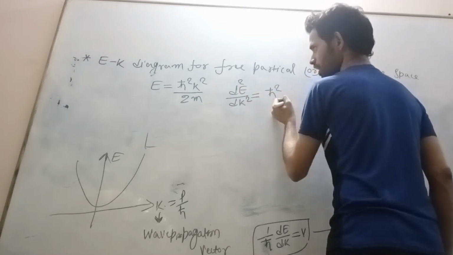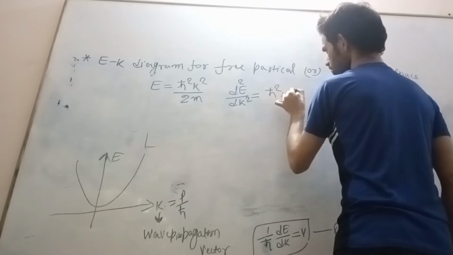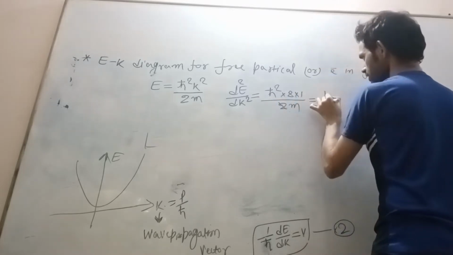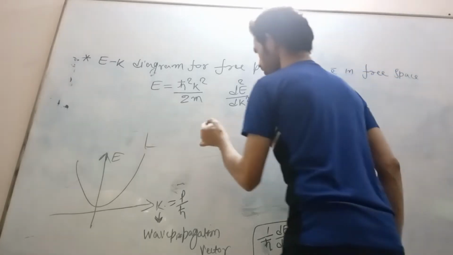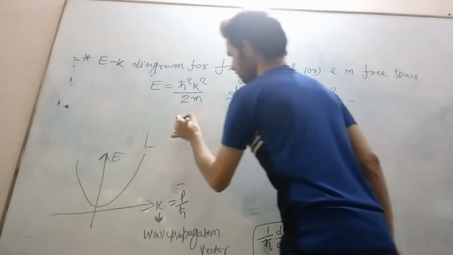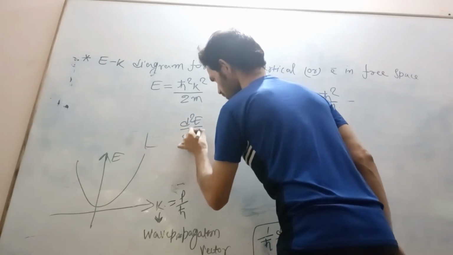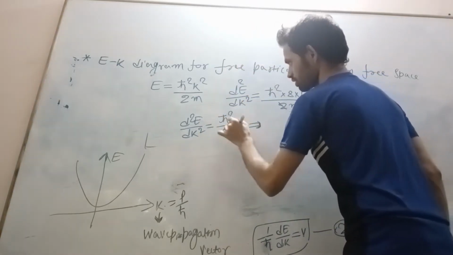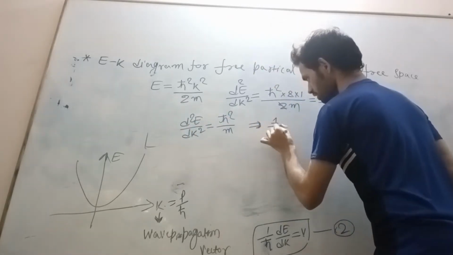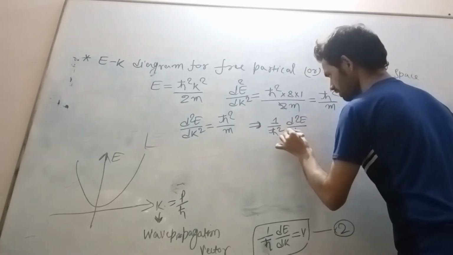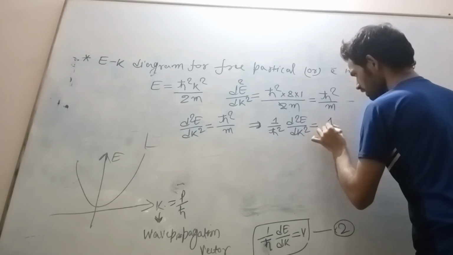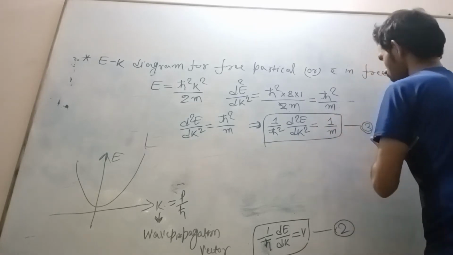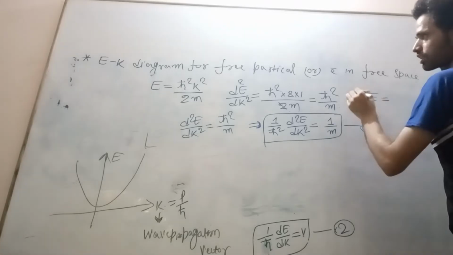It is h cut square into 2k, with k differentiated giving 1, divided by 2m. The 2 cancels, and you get h cut square by m. So d square E divided by dk square is equal to h cut square by m, the second derivative. Now taking h cut square to the other side, 1 by h cut square d square E divided by dk square is equal to 1 by m. This is my equation number 3. The first equation is this one.